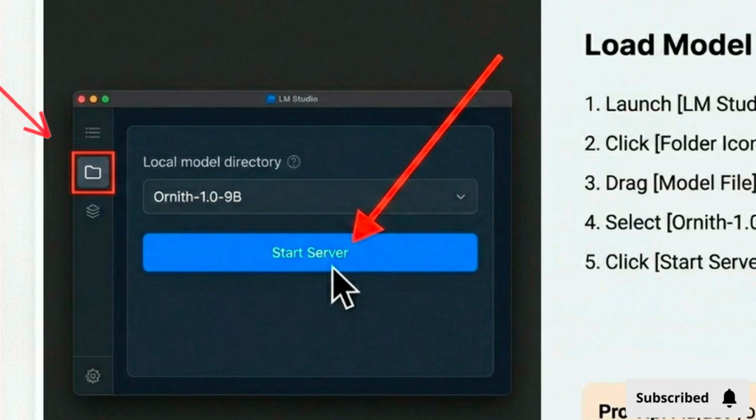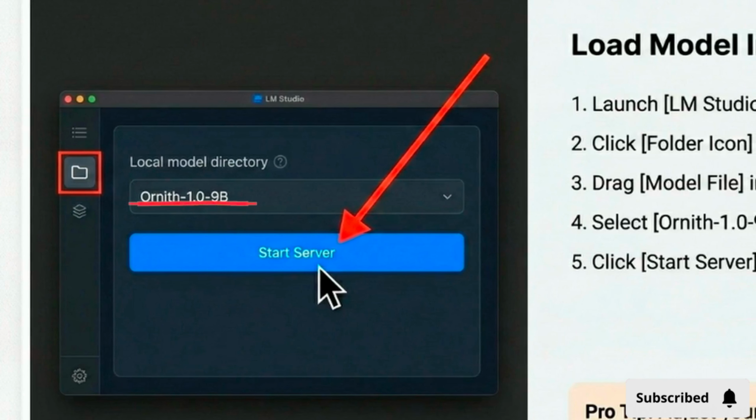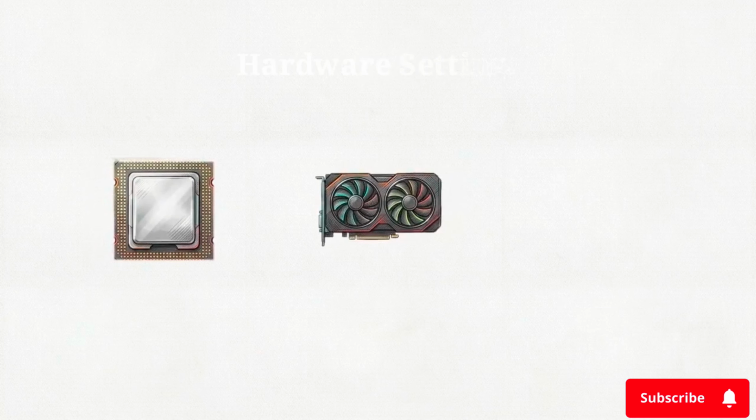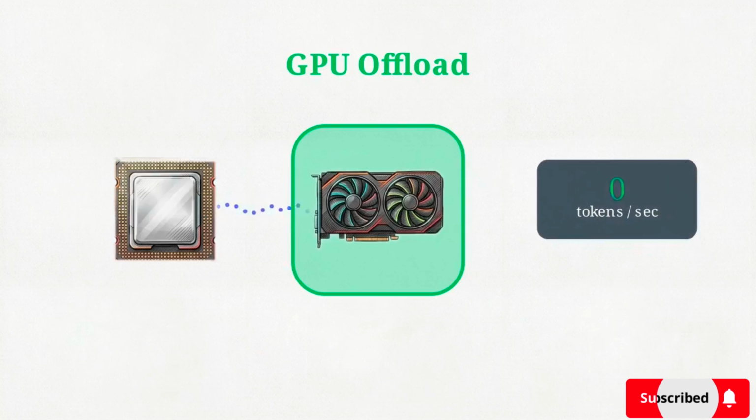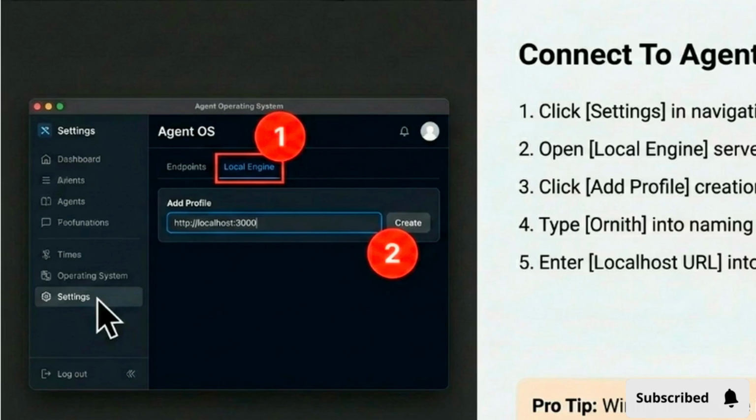Once downloaded, open LM Studio. Drag the file into your local directory folder, select Ornith from the drop-down menu, and click the blue Start Server button. While the server initializes, dive into your hardware settings and maximize your GPU offload to ensure the fastest possible token generation. Next, we map this engine to our broader operating system.